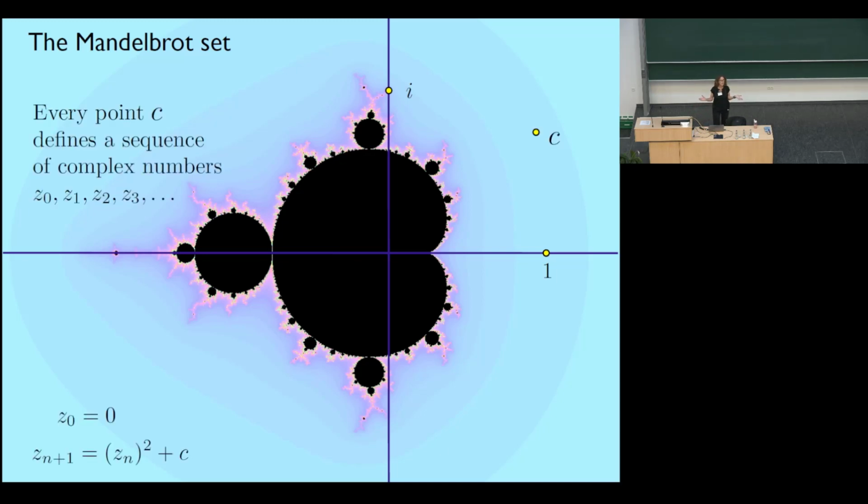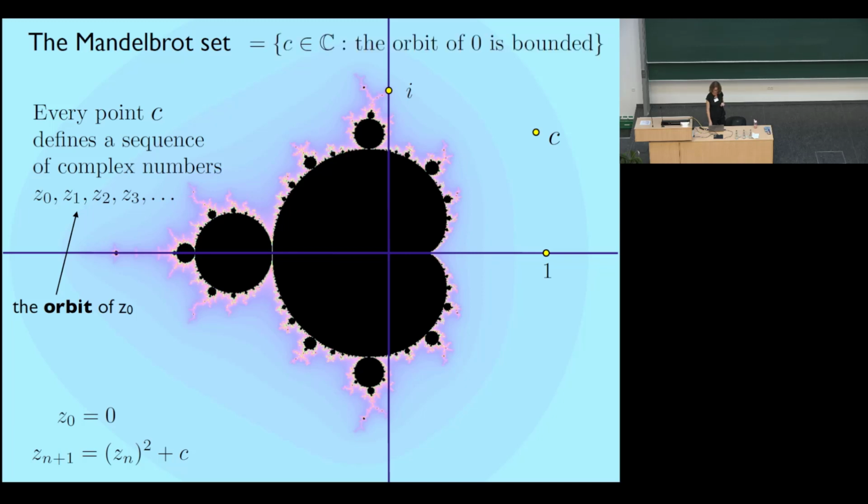So each complex number c determines a particular sequence of complex numbers iteratively. The recursion is written there on the slide. You start with 0, and then iteratively you square your number and add c. And you repeat this process. This gives you some sequence of numbers. This sequence is called the orbit. The dynamical systems language for such a sequence is an orbit of the starting point.